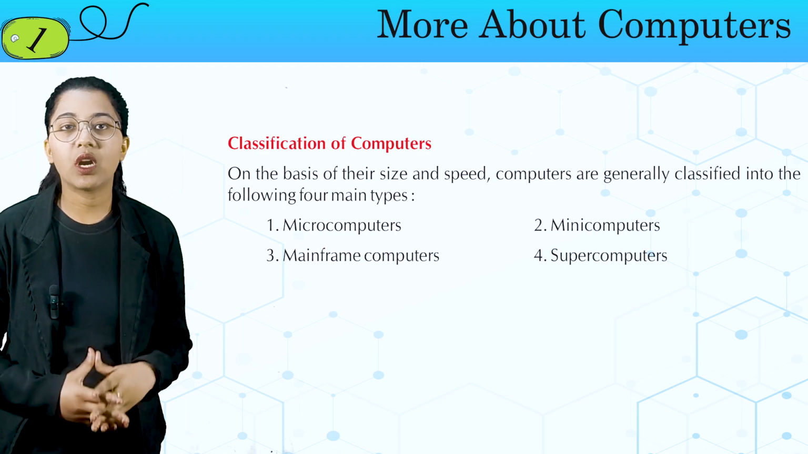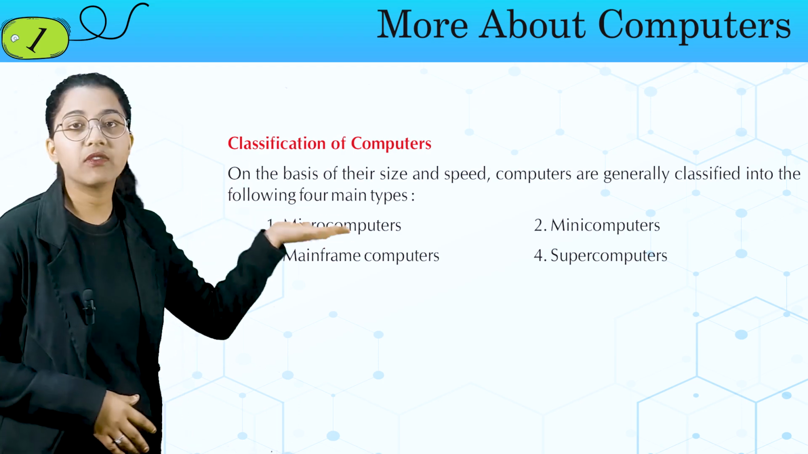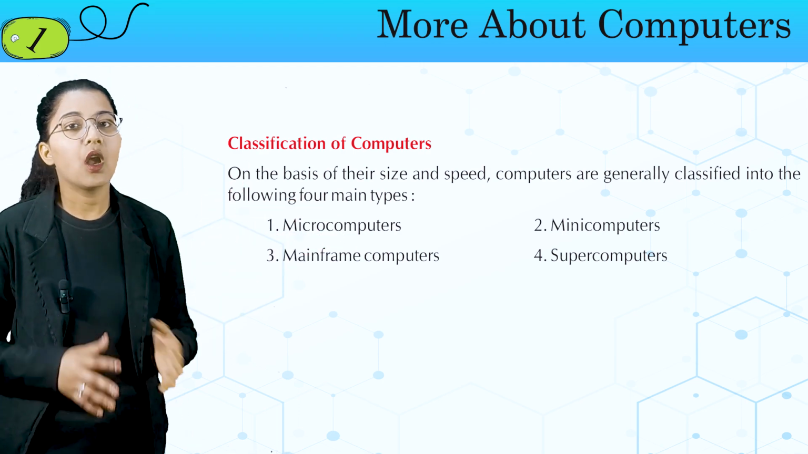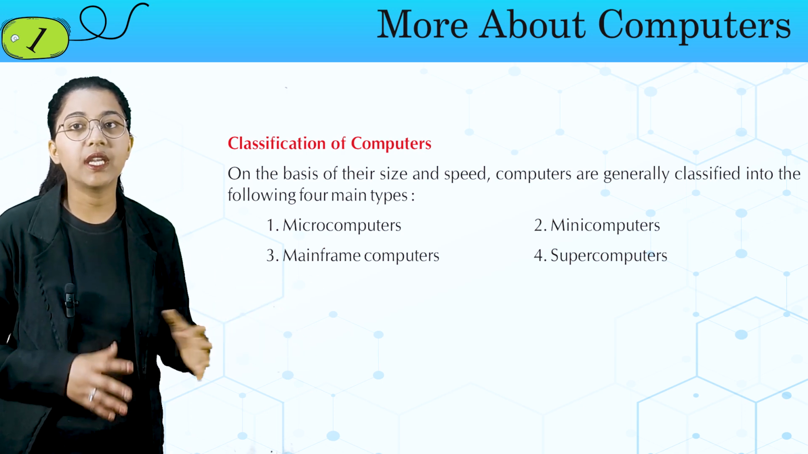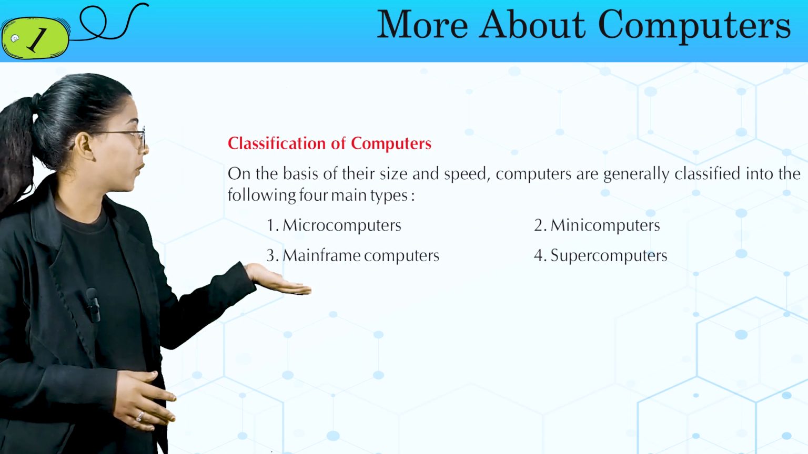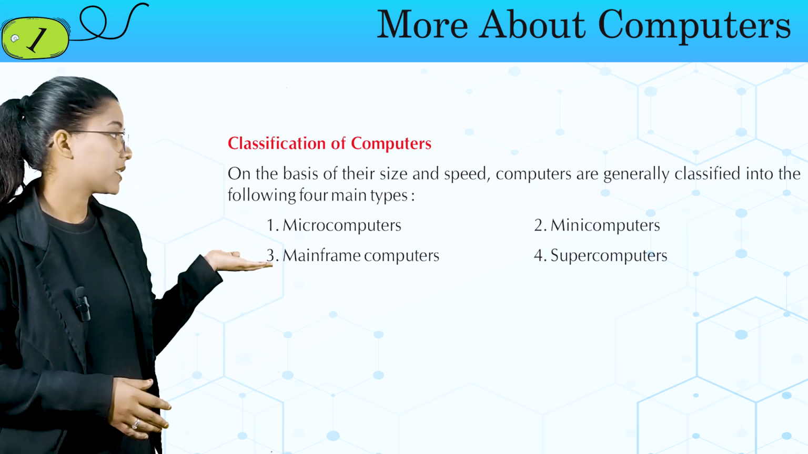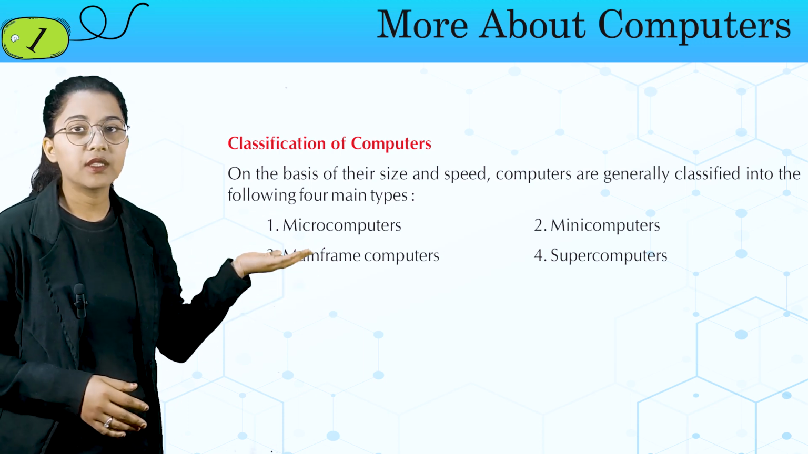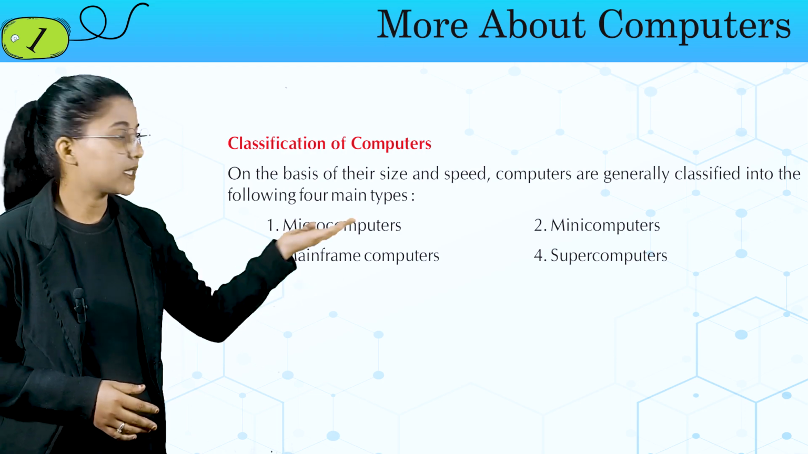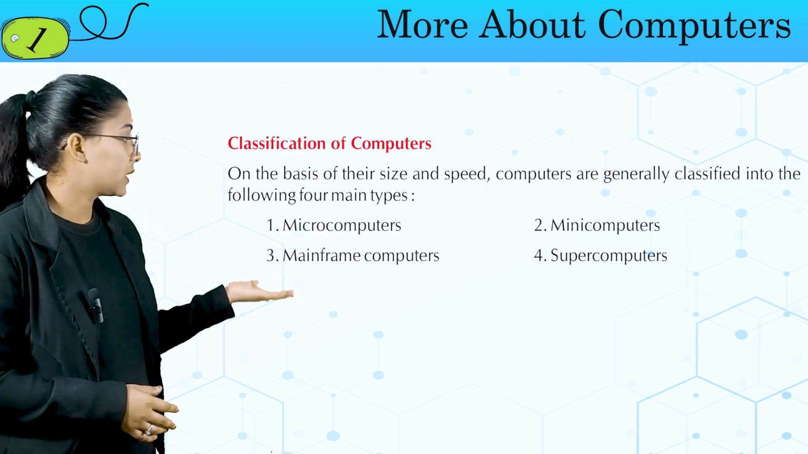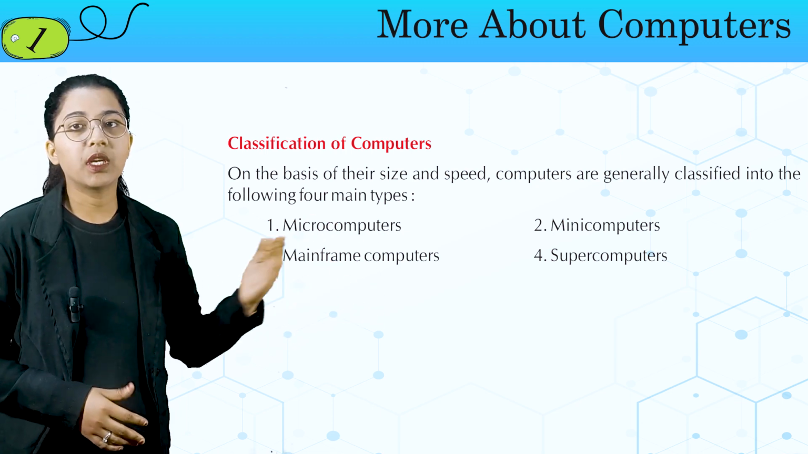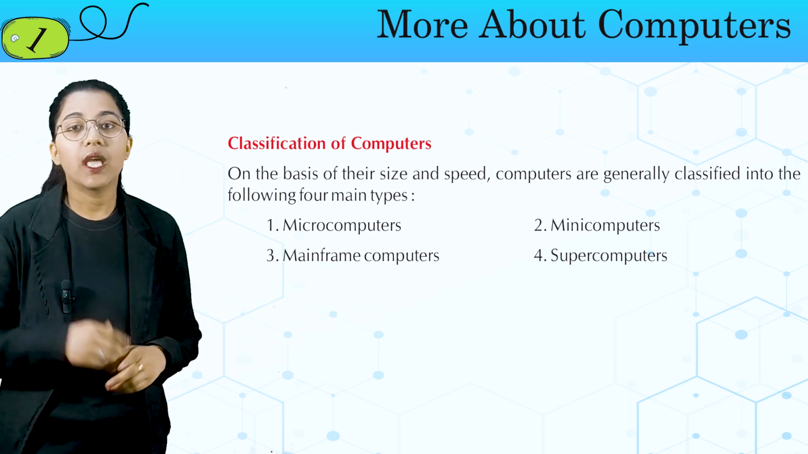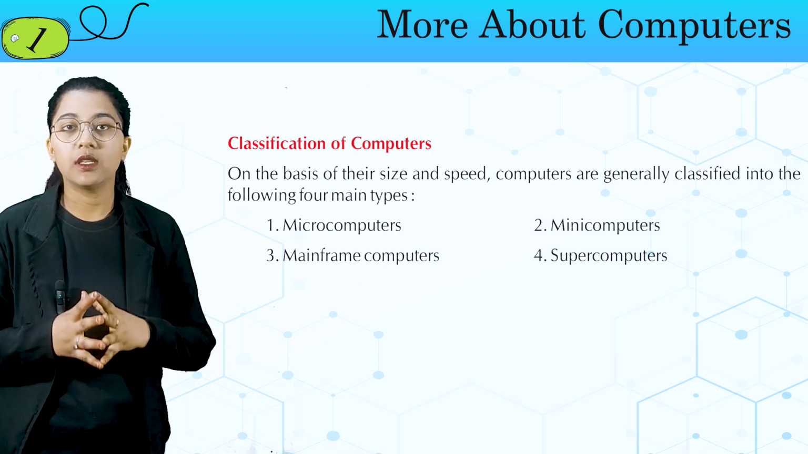Now let's jump to our next topic, that is classification of computers. On the basis of their size and speed, computers are generally classified into the following 4 main types. So let's see the first type. Here is first microcomputers, second mini computers, third mainframe computers, and the fourth supercomputers. So students, now let's learn these categories in detail.